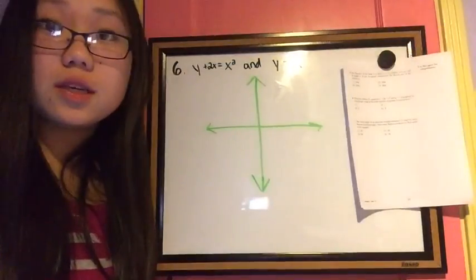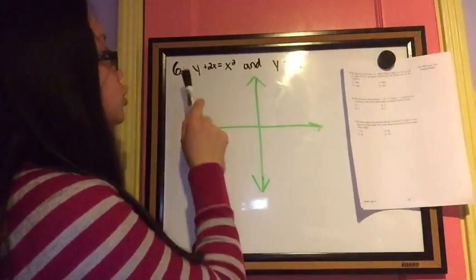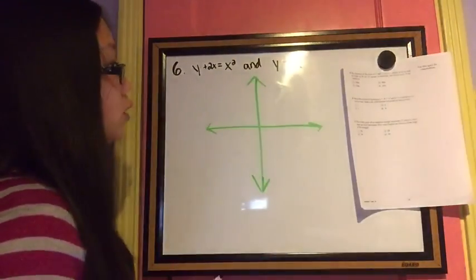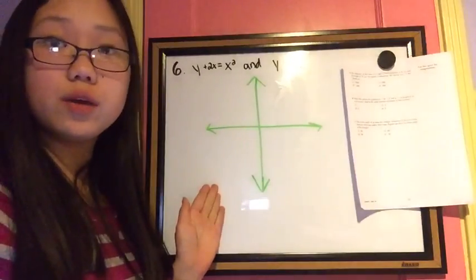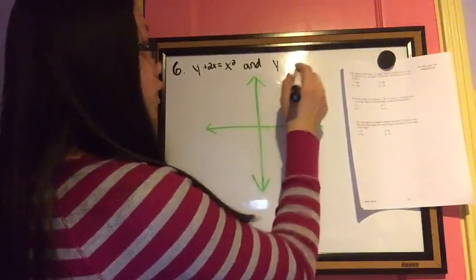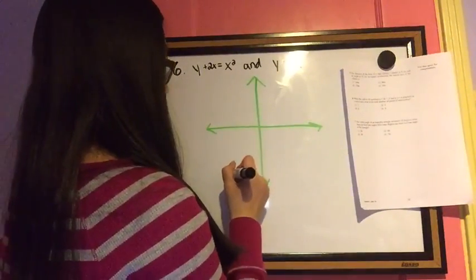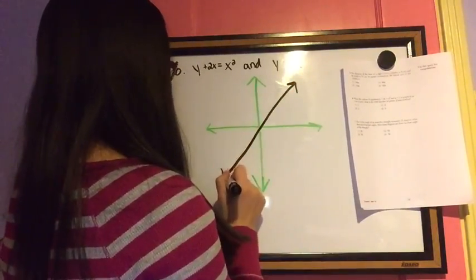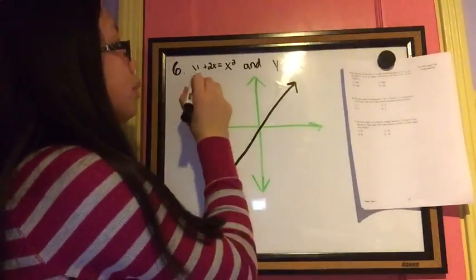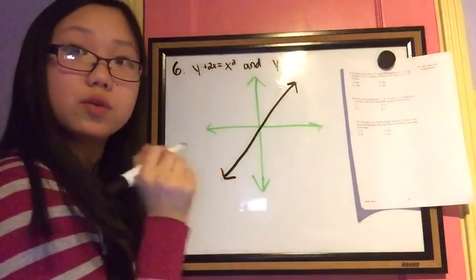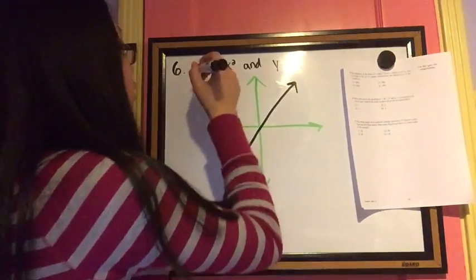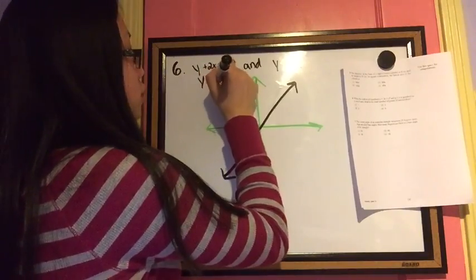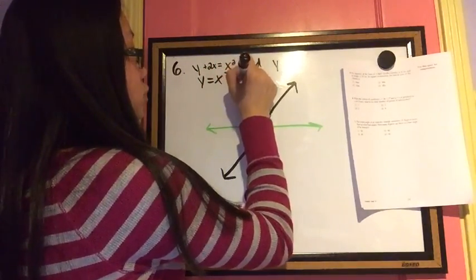So for number 6, it is asking how many points of intersection between these two equations. And so in order to do this, I sketched a quick graph. The line y equals x is simply a straight line like this. Okay, and y plus 2x equals x squared you can turn into a normal quadratic equation, which would equal y equals x squared minus 2x.